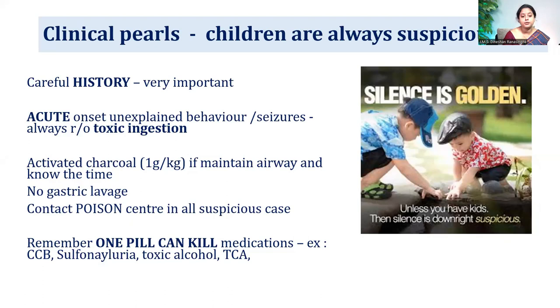And if you find acute onset, unexplained behavior or seizure, always rule out toxic ingestion. Sometimes these unsupervised children can come with bizarre behaviors or seizures. We don't know what exactly happened, so that should be number 1 in your list.